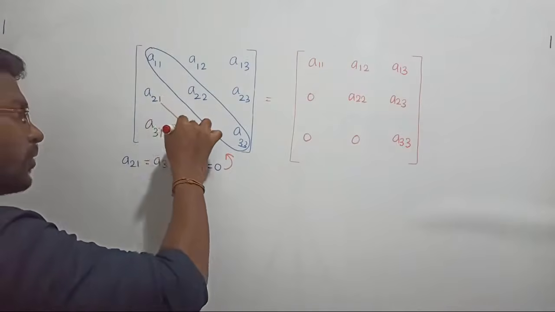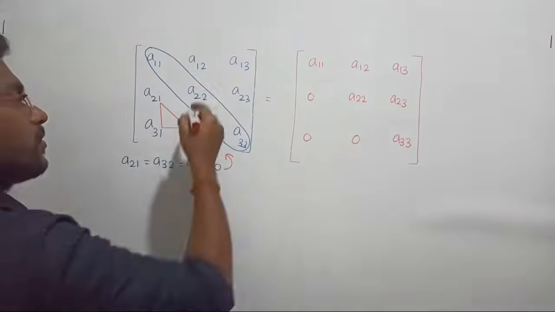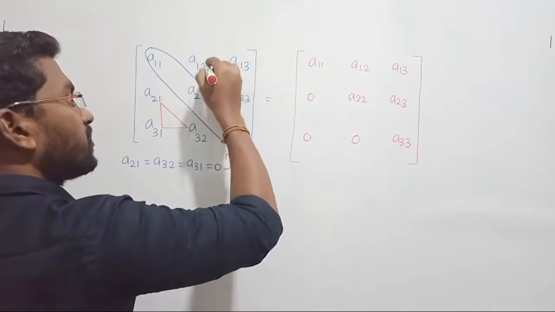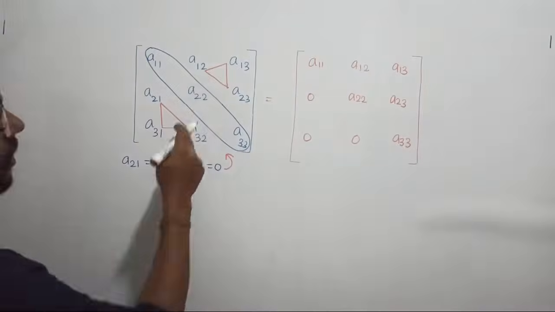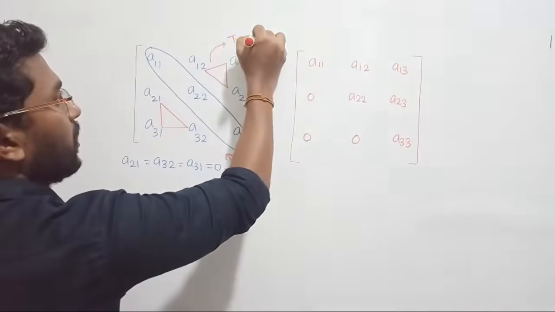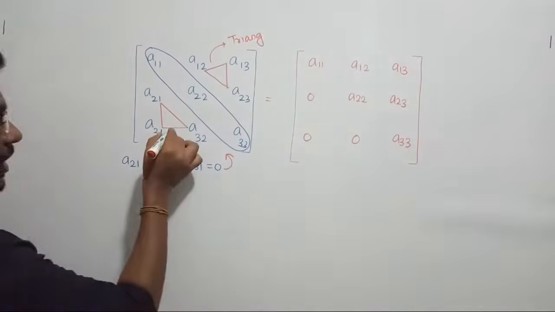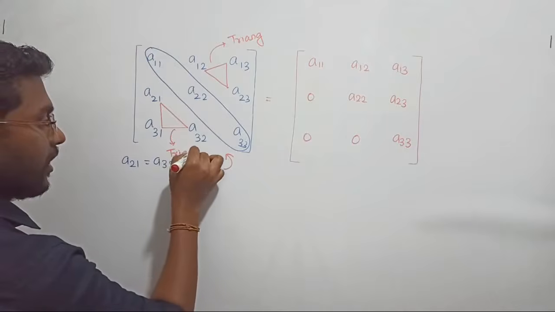I will join these two people, and these two, and these two. Similarly, I am going to join these two, these two, and these two. How does this look? It is looking like a triangle. Do you agree with me? Yes, it is looking like a triangle. Similarly, this is also looking like a triangle. This is also looking like a triangular matrix.